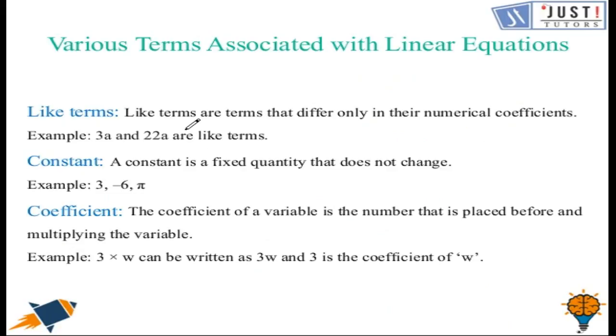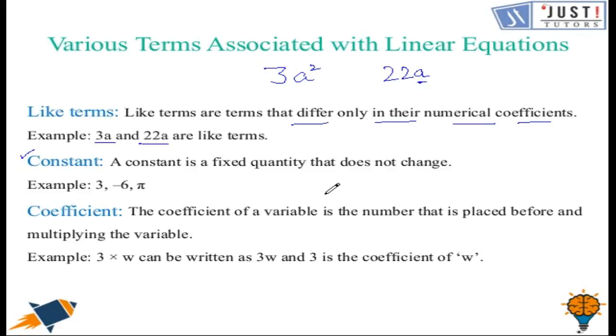Now, what are like terms? Like terms are terms that differ only in their numerical coefficients. Example, 3a and 22a. In this, the numerical coefficient is changing, but the variable stays the same. If we have 3a square and 22a, they are not like terms, because they are different in numerical coefficient as well as variable. The variable here is a square and here is just a, so they are unlike terms. Coming to constant, a constant is a fixed quantity that does not change at any point or in any situation.